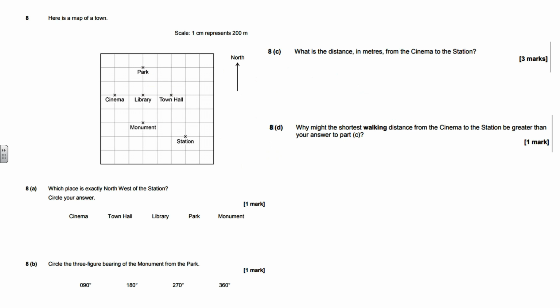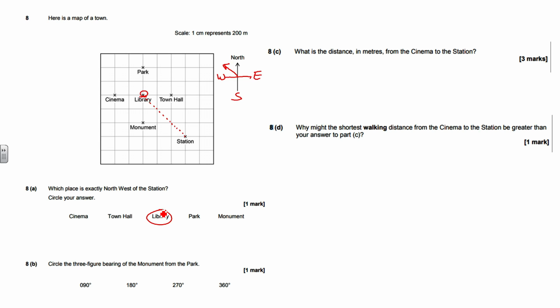Okay, question 8, here's a map of the town. Question 8, part A, asks us which place is exactly northwest of the station. So when we're at the station, we look for the direction northwest, which if we fill this in on our compass is perfectly diagonal that way. So we're following that perfect diagonal till we hit the library.